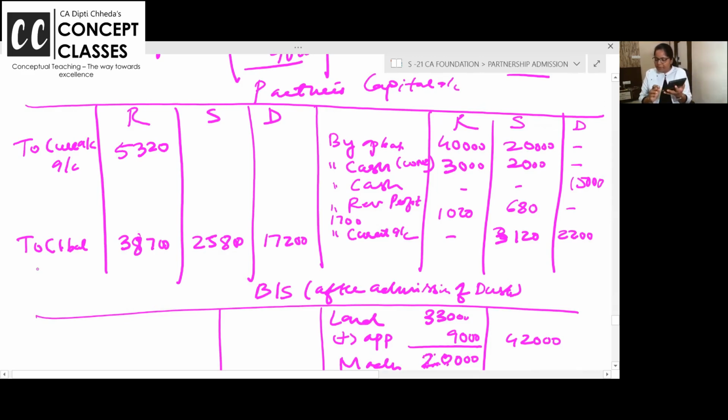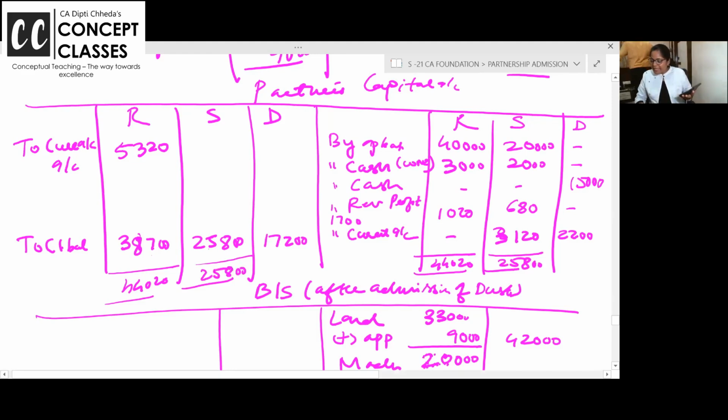Please do the totals of the capital account and complete this problem. 40,000 plus 3,000 plus 1020, 44,020. 44,020 is capital. 5320 you take home through current account. So your capital comes in the PSR. 22,000 plus 680 plus 3120, 25,800 is the capital required. It was less, so S got 3120.